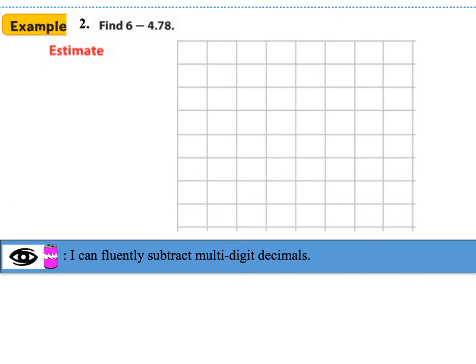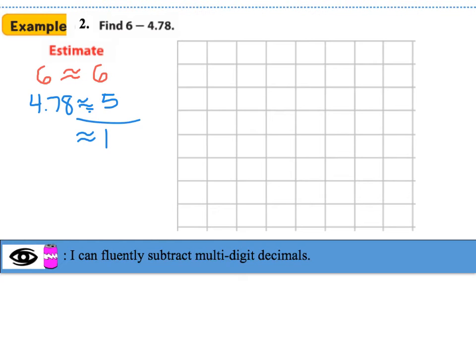Alright, for example 2, it says find 6 minus 4 and 78 hundredths. First thing I want to do is let's go ahead and estimate. So our whole number of 6 is approximately close to 6. $6 is close to $6. And let's estimate our other decimal, which is $4.78, which in money world is close to $5. So if I subtract these two values, 6 minus 5 becomes 1, and my answer is approximately close to 1. It's not equal to 1, but it's close to it.